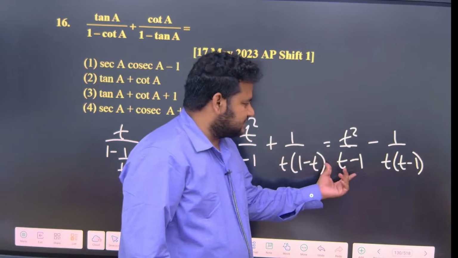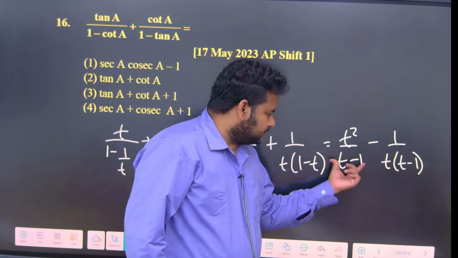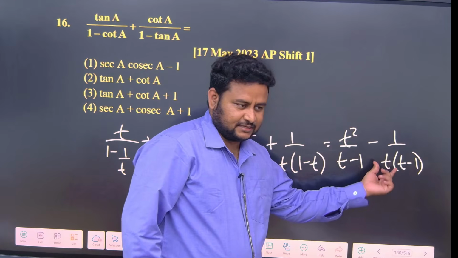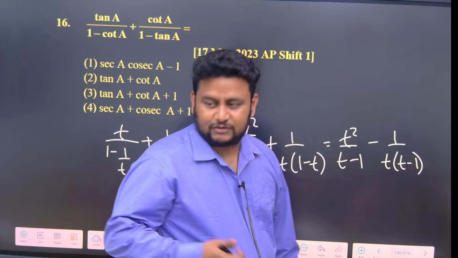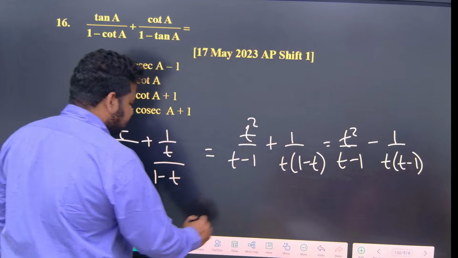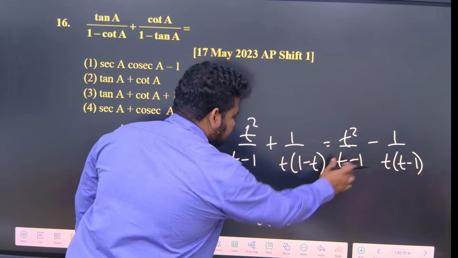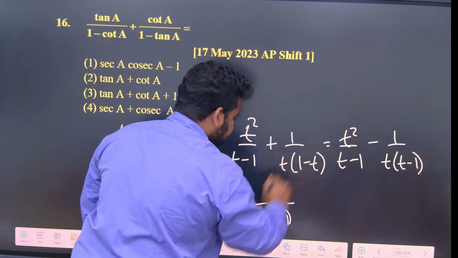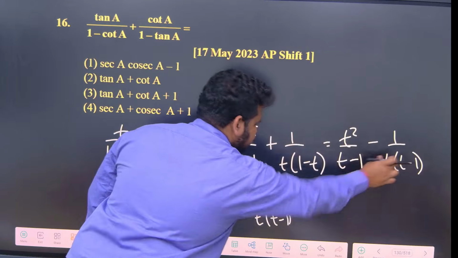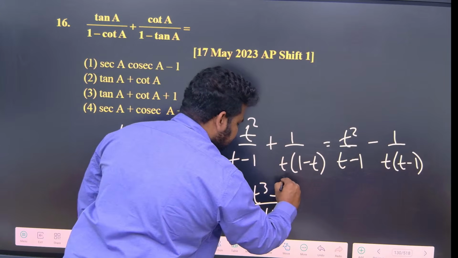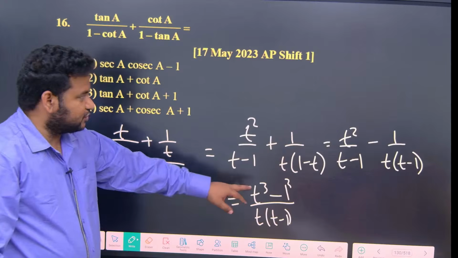Now if I take LCM, LCM will be what? T into t minus 1. Here also t minus 1, t minus 1, t is there. So t into t minus 1 will be the LCM. So this and this will cancel, t will be there, t square into t is t cube, minus this everything will cancel, I will have 1. 1 means I can write as 1 cube. This is what? A cube minus b cube.